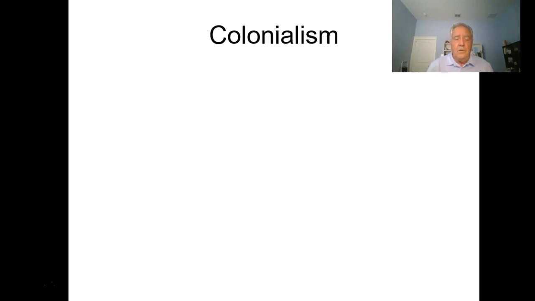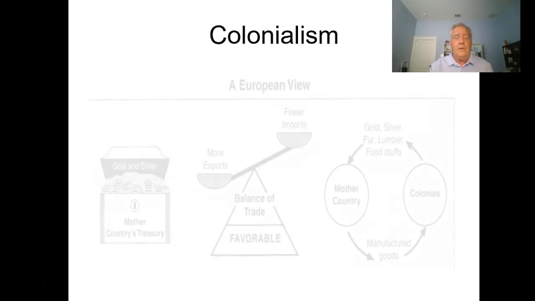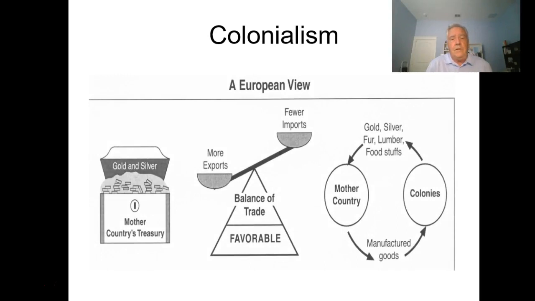Okay, so colonialism, what was the concept under colonialism? Here's the concept.